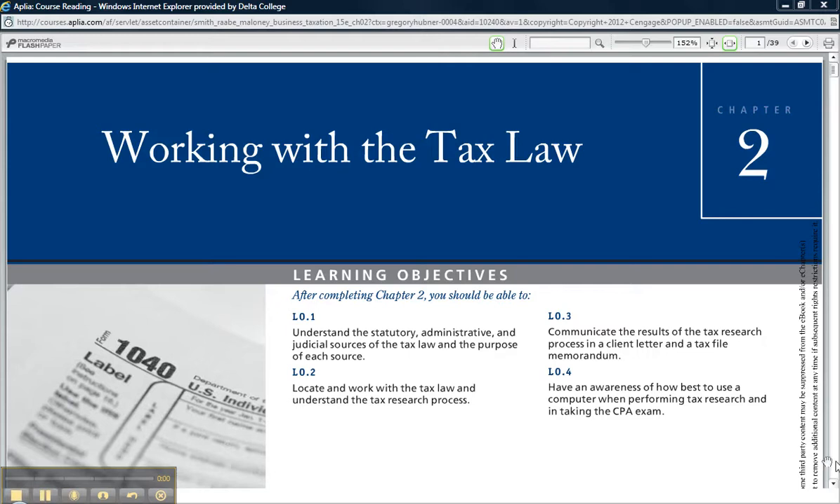Chapter 2 is about working with the tax law. This chapter involves a lot of reading to understand the layout or the framework of the legal structure regarding taxes in the United States. So I'm just going to briefly skim through some of the highlights in this chapter, but in large part it's your responsibility to read through the layout of this and ask me any questions that you might have.